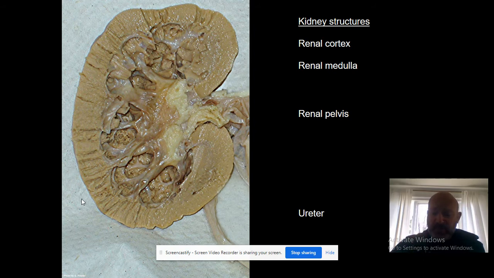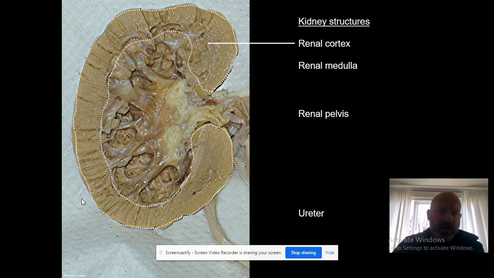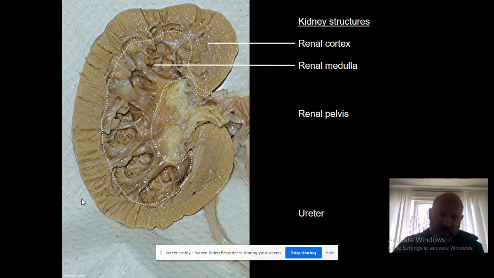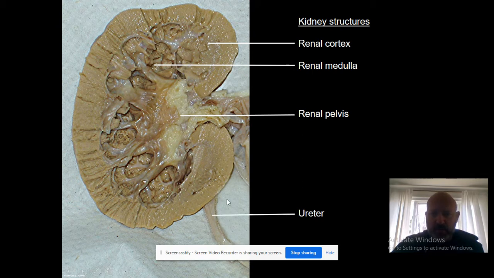This is a real image of a real kidney, probably a sheep kidney. And again, the cortex is everything on the outside. Deep to the cortex, we have the medulla that contains the pyramids, and the collecting ducts all converge to this middle area called the renal pelvis, and the renal pelvis drains all of the urine out into the ureter, which is that there. All right.